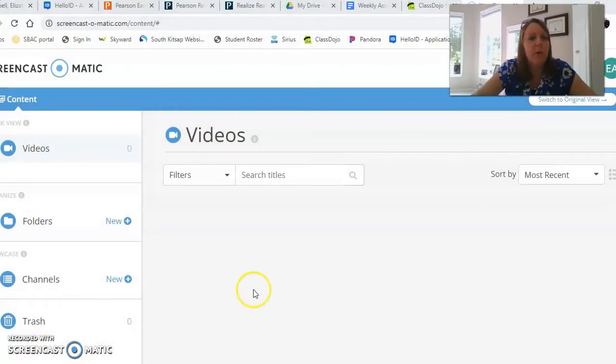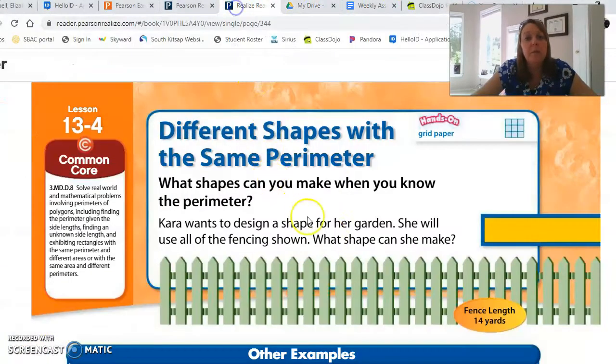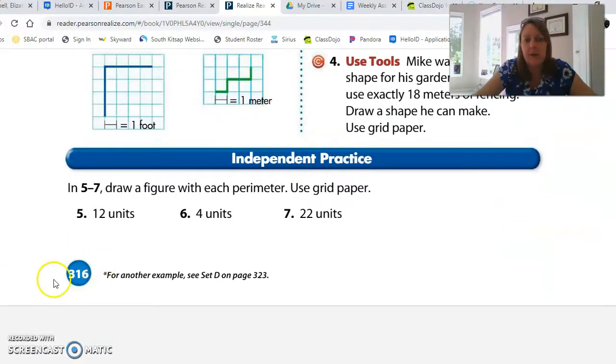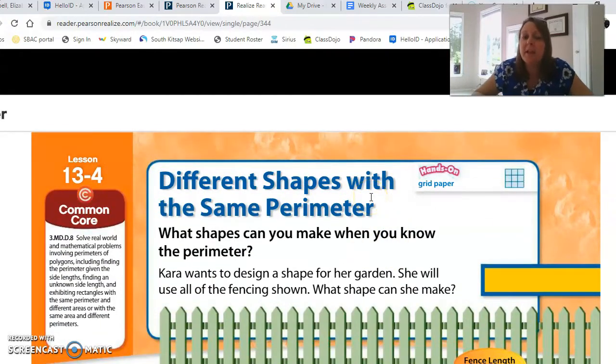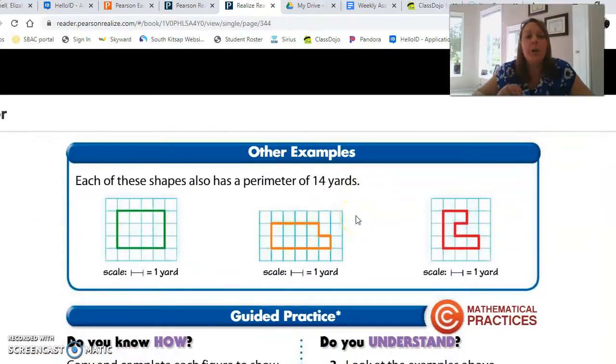All right, and today, as we're on 13.4, we are on page 316 right here. And like I said, we're going to be working on drawing different shapes that have the same perimeter. So I really hope that you have watched the video. And another example is a great one right here, where all of these shapes have a perimeter of 14 yards. Now remember, the perimeter is the distance around a shape.